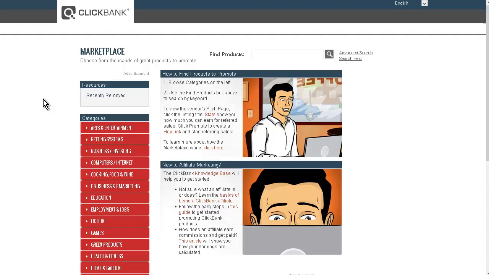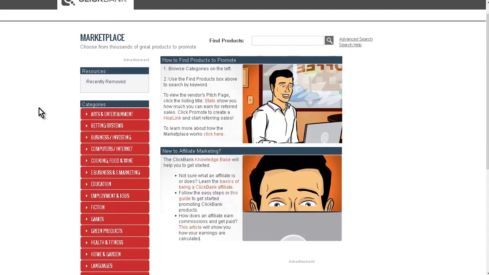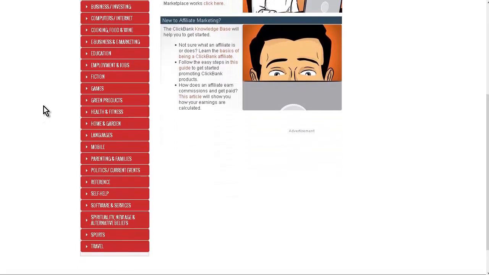So I'm going to pick a market, and my market is going to be weight loss. And within weight loss, I'm going to target women's weight loss, and I'm going to look for products within there. Now, women's weight loss also fits within women's health as well. So we have a lot of different ways we can attack this.